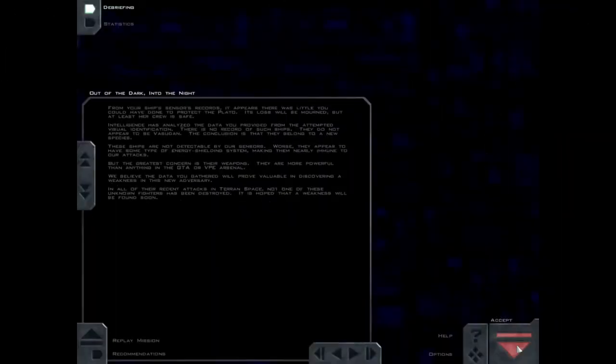From your ship's sensors records, it appears there was little you could have done to protect the Plato. Its loss will be mourned, but at least her crew is safe. Intelligence has analyzed the data you provided from the attempted visual identification. There is no record of such ships. They do not appear to be Vasudan. The conclusion is that they belong to a new species. These ships are not detectable by our sensors. Worse, they appear to have some type of energy shielding system, making them nearly immune to our attacks. But the greatest concern is their weapons. They are more powerful than anything in the GTA or VPE arsenal. We believe the data you gathered will prove valuable in discovering a weakness in this new adversary. In all of their recent attacks in Terran space, not one of these unknown fighters has been destroyed. It is hoped that a weakness will be found soon.